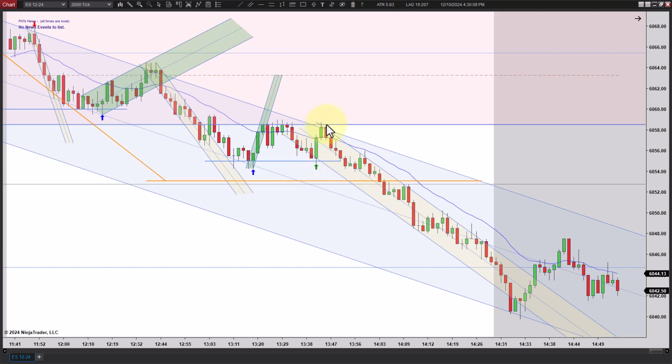And again, you're just trying to get a move back to the EMA. I don't think I would enter this one here long. I think you'd have to enter this one on the engulfing bar. That's why I made it green.